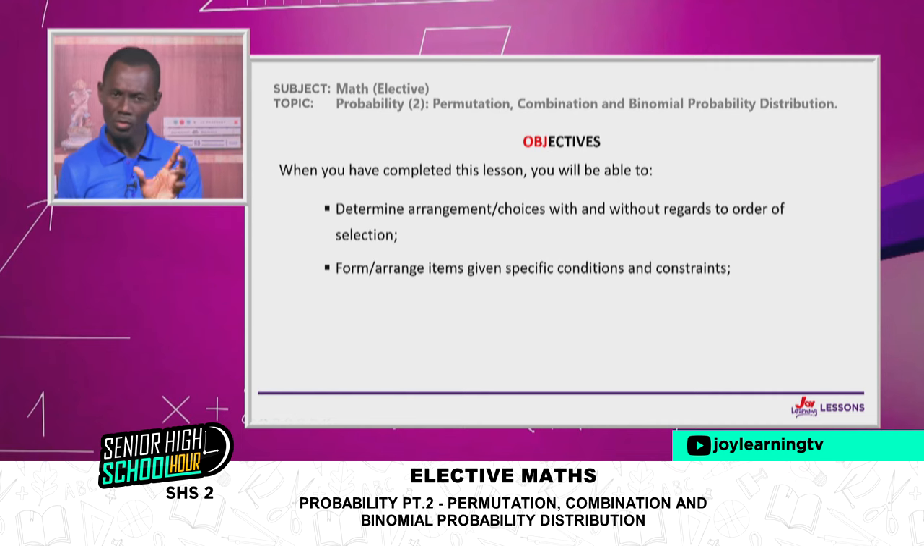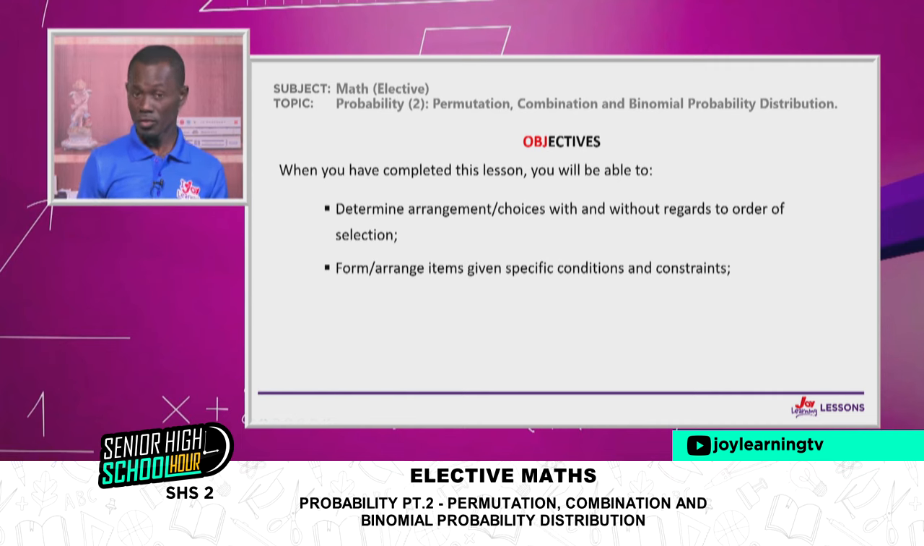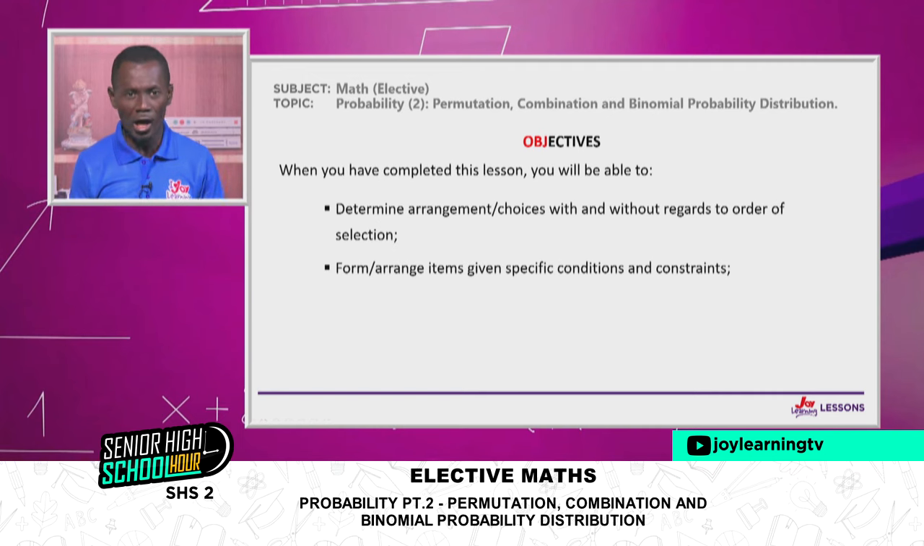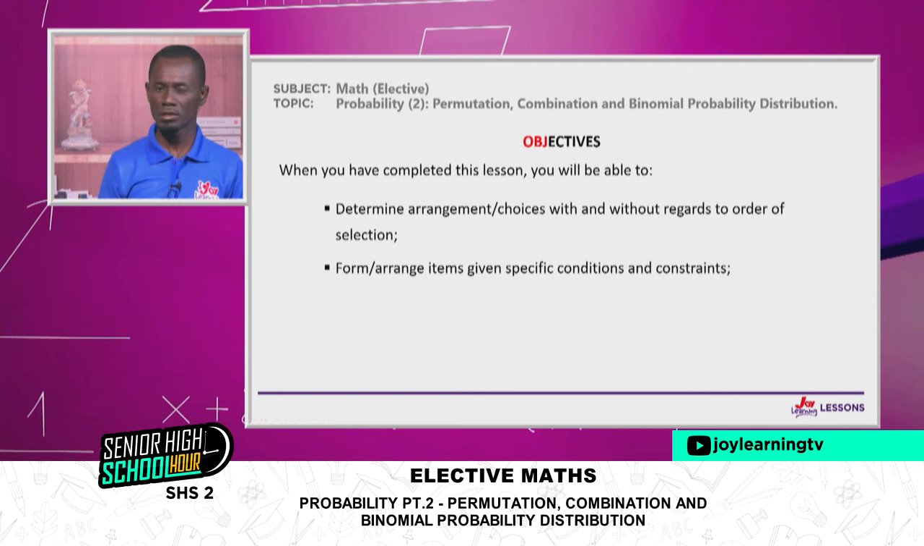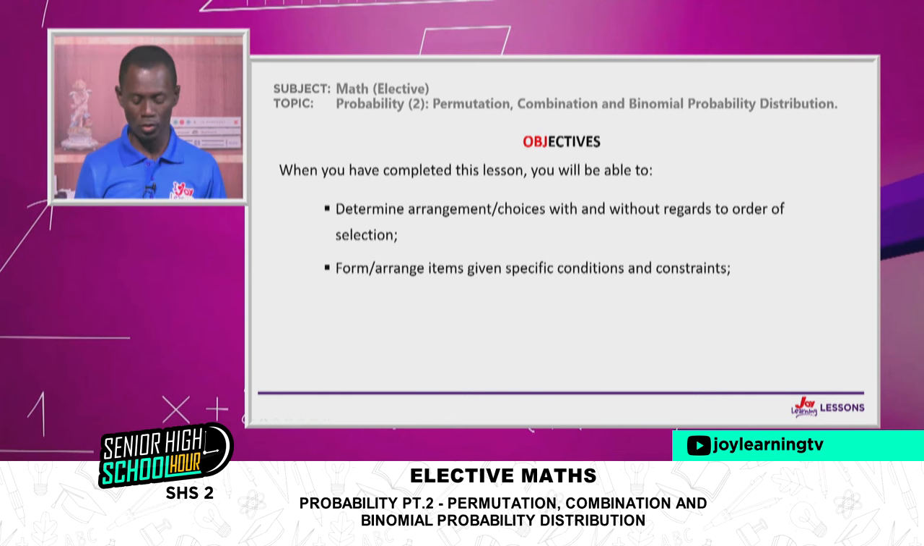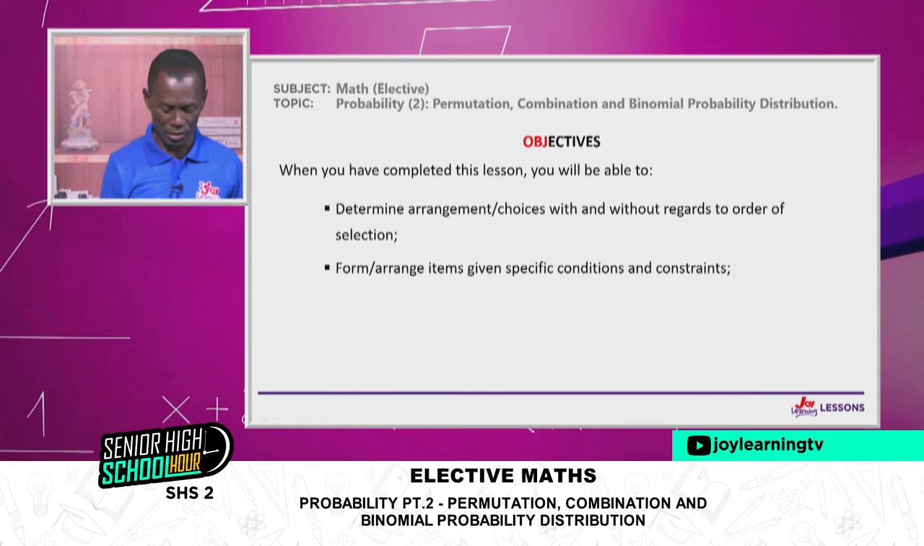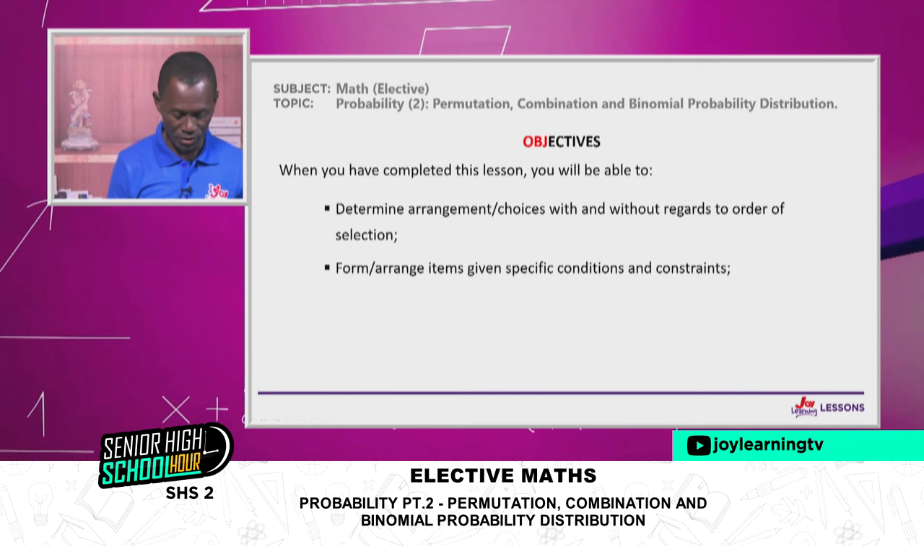You know, in life there are always constraints. But for constraints, we would all be able to do everything, anyhow, anytime we wanted. Not too many of us have that privilege. So let's see how mathematically we can arrange things, given constraints.